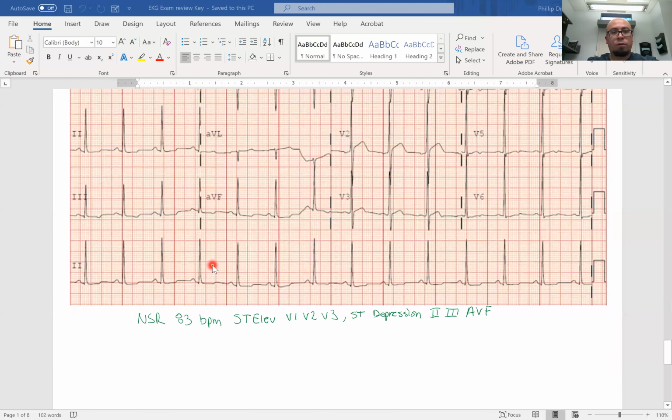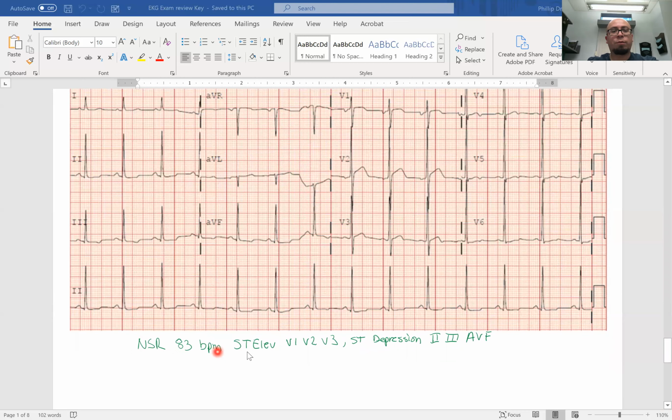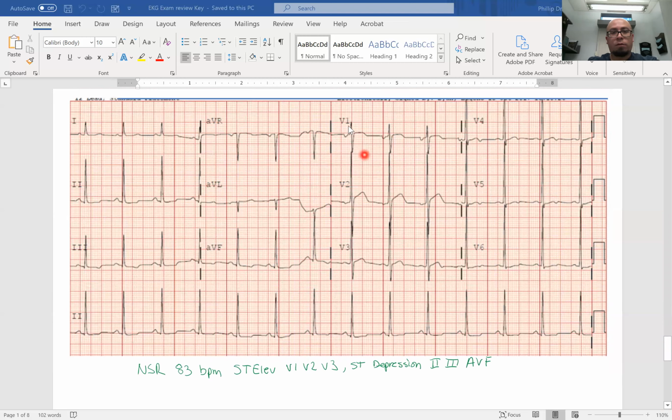I'll show you this one here. Normal sinus rhythm, 83 beats per minute, ST elevation in V1, V2, V3, and ST depression in 2, 3, and AVF. Now if we think of the anatomy of the heart, when we branch off the aorta, we have the left main artery. And then that bifurcates or splits between the left circumflex and the left anterior descending artery. The left anterior descending artery comes over the very front portion of the left ventricle.